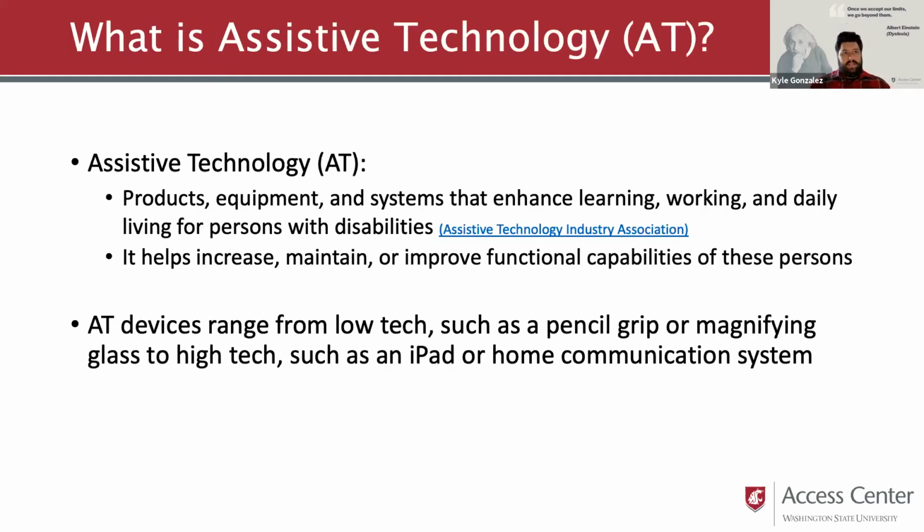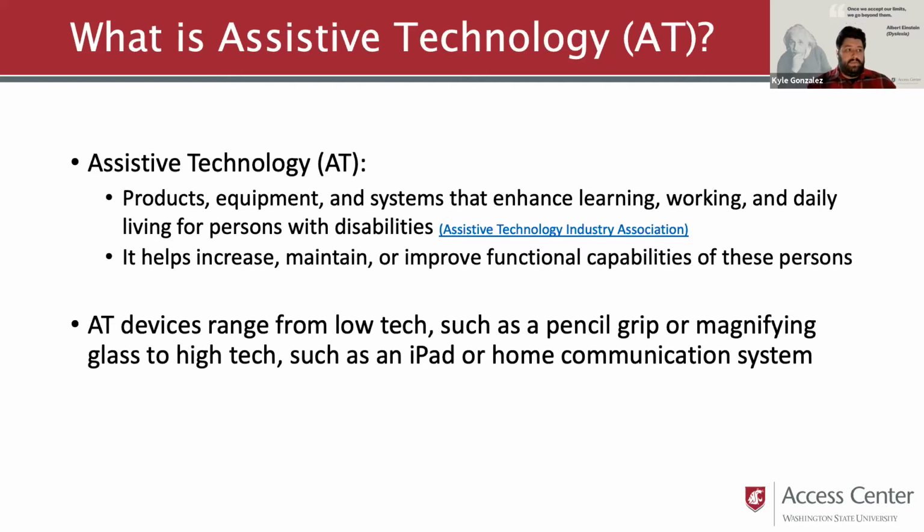So what is assistive technology? And I will probably refer to it simply as AT for the sake of time. AT is products, equipment, and systems that enhance learning, working, and daily living for persons with disabilities, as defined by the Assistive Technology Industry Association. AT helps increase, maintain, or improve functional capabilities for these persons. Now, we can take that a step beyond and include everybody, not just persons with disabilities, especially in today's day and age where pretty much everything is digital.